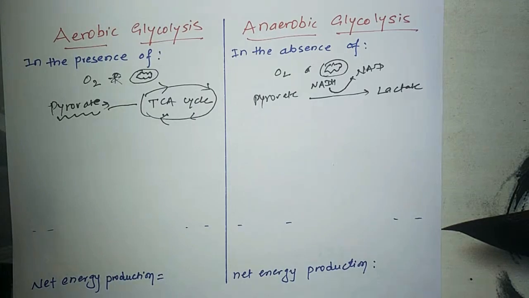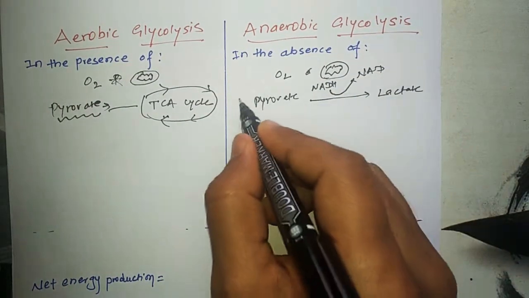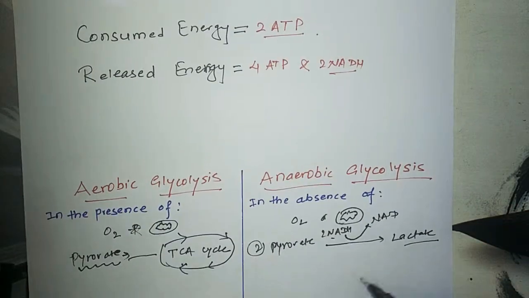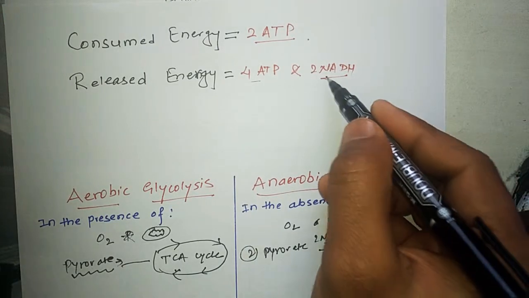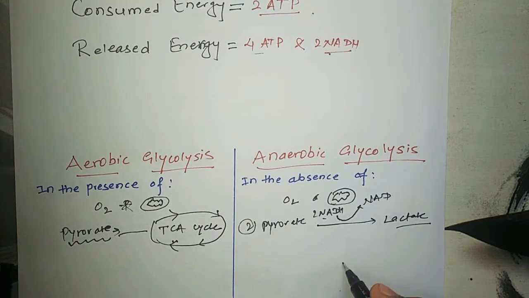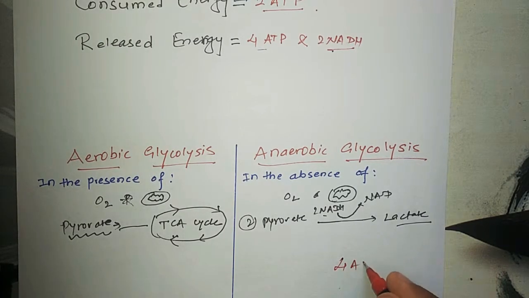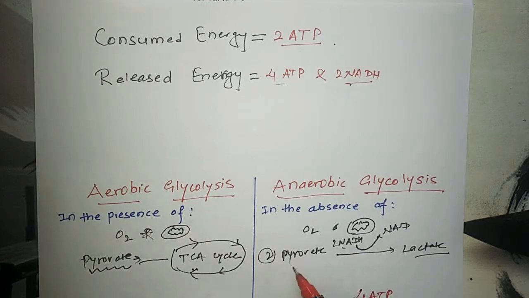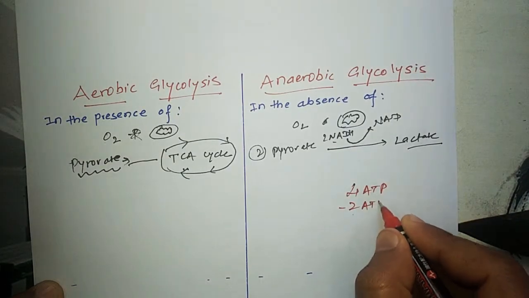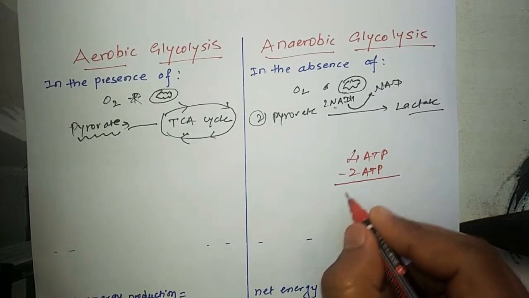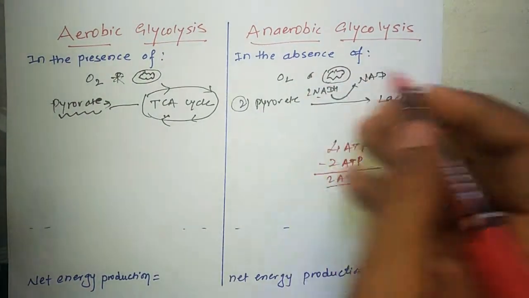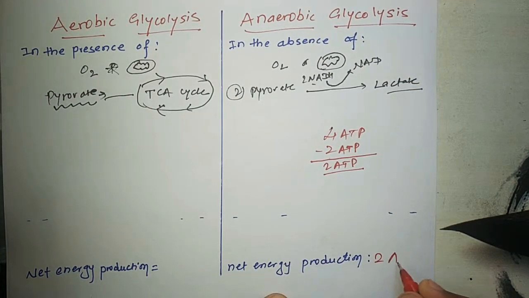Then what will be the net energy production in anaerobic glycolysis? As these 2 pyruvate will convert into lactate, 2 NADH has been consumed again over here in anaerobic glycolysis. So the energy which we have released and captured, the 4 ATP and 2 NADH, the 2 NADH is going to be utilized over here in the conversion of pyruvate into lactate. So there will be only 4 ATP remaining which has been released up to pyruvate, and as 2 ATP has been consumed, we have to subtract that 2 ATP from 4 ATP, and 2 ATP will remain. The net energy production from anaerobic glycolysis will be 2 ATP.